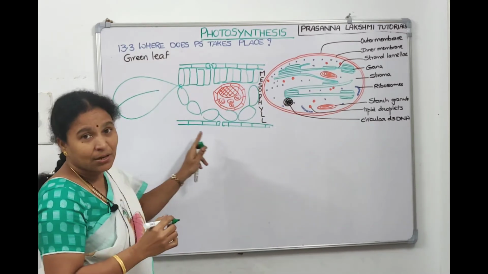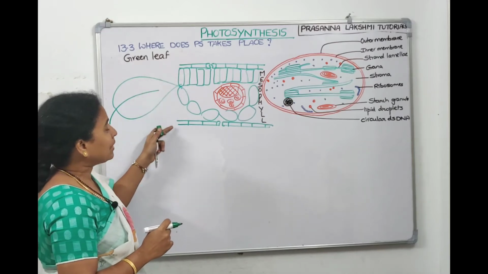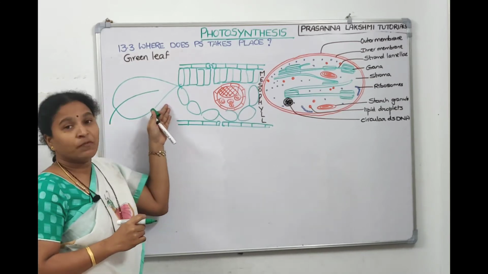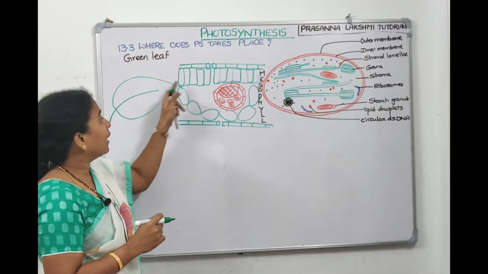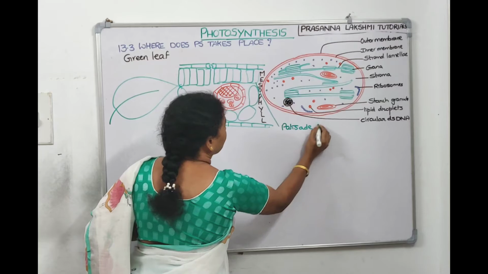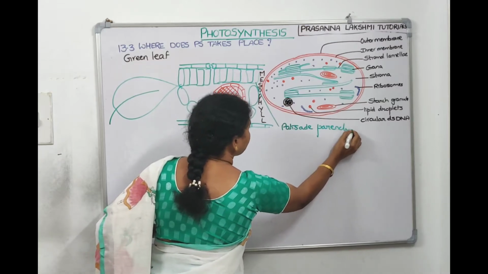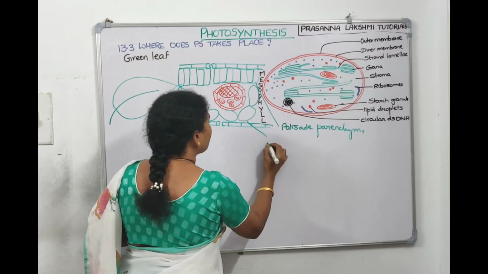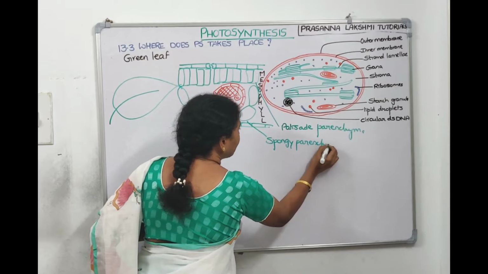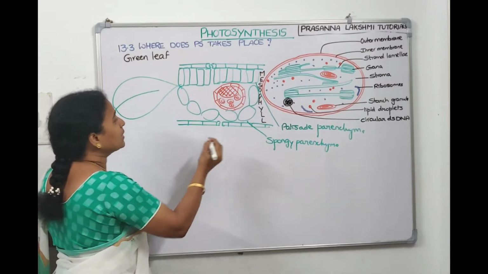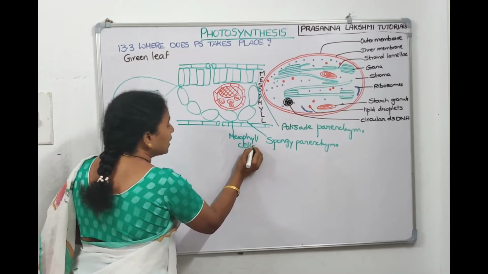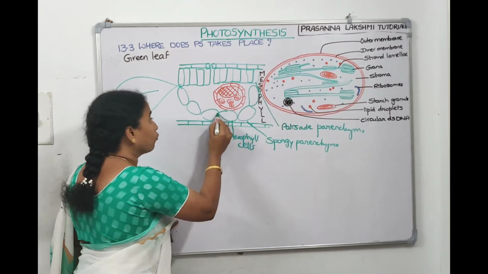So children, this is the anatomy of the leaf. This is the upper epidermis and this is the lower epidermis. This is one vascular bundle, and this region is called mesophyll. In the mesophyll, cells are there. This is one type of parenchyma, called palisade parenchyma. Whereas this is called spongy parenchyma. Altogether these cells are mesophyll cells. Now inside the mesophyll cells are the chloroplasts.